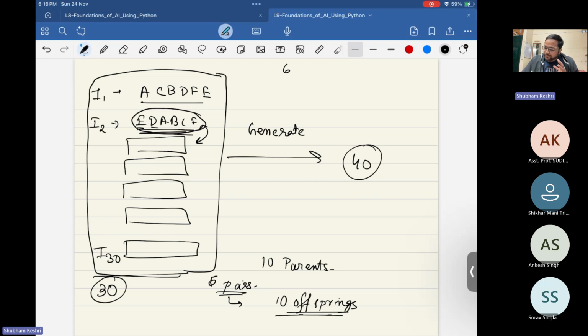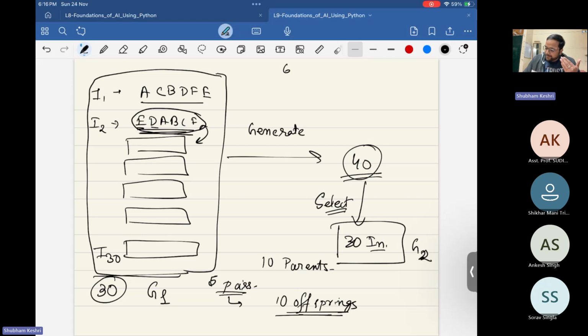Now what will we do? From these 40 individuals, we will select for the next generation. Suppose this was generation 1, we will select 30 individuals to become generation 2. So this is how it is produced. We have a generation, we do reproduction to create more individuals, we combine the new individuals created and the earlier population, and then we pick 30 of them, if 30 is the population size, to become the new generation. Again, from this new generation, we'll pick some of them to become the parents.